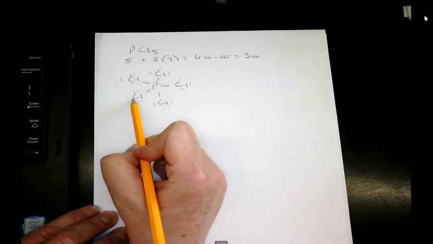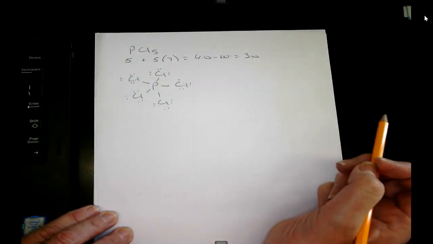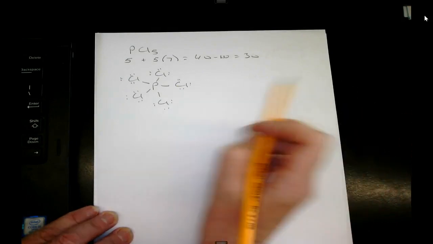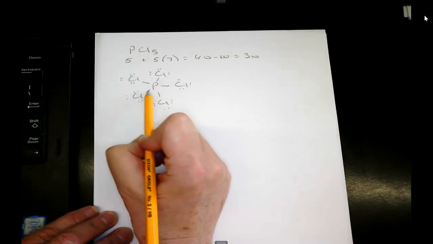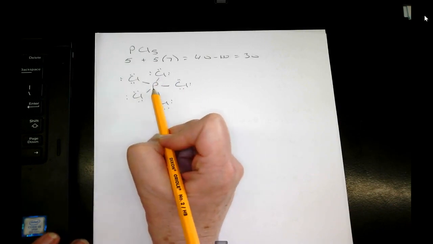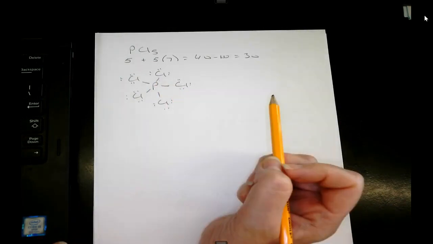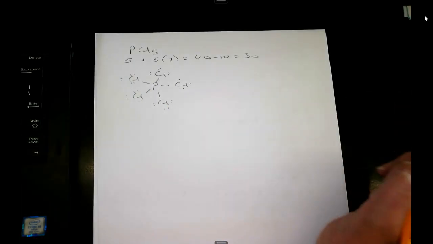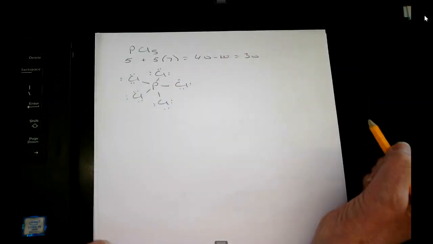Each chlorine has 8 valence electrons, so they're stable. Phosphorus ends up with 2, 4, 6, 8, 10, but because phosphorus has empty d orbitals, it has the ability to expand its octet and become hypervalent. So that would be our structure.